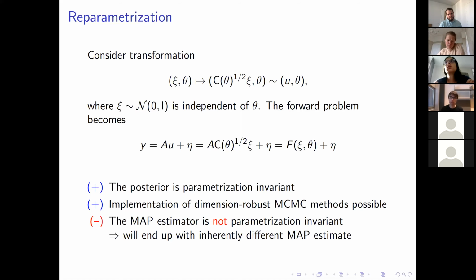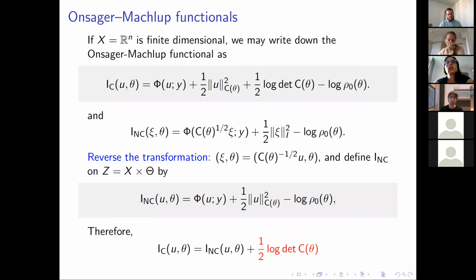However, the MAP estimators are not parameterization invariant, and therefore with this parameterization we end up with inherently different MAP estimators than before.